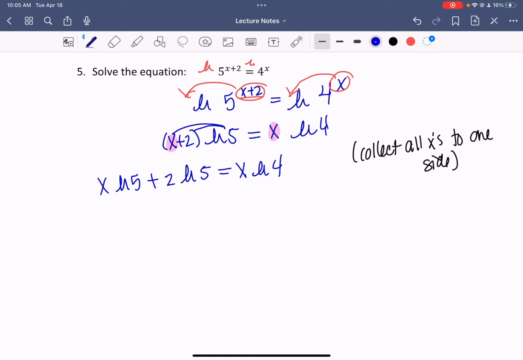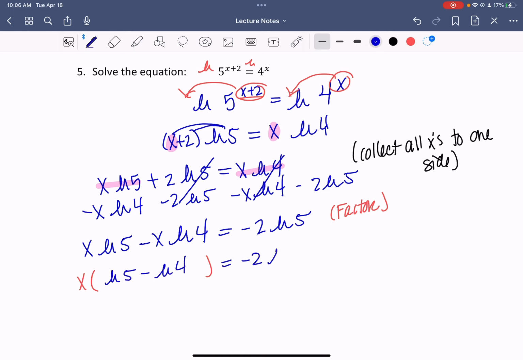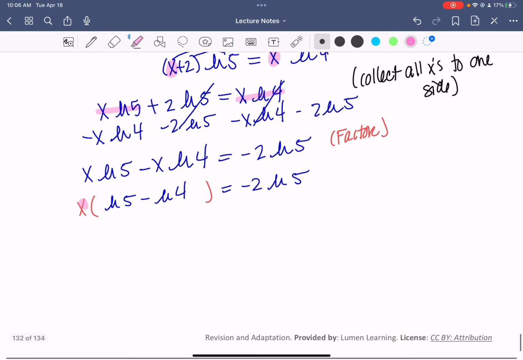Now I can gather everything over to one side because this has an x and this has an x. So I'm going to get them over here to this left side. So I'm going to have to subtract the x ln 4 to move that over. And I'm going to have to subtract this 2 ln 5 to get it to the right side. This gives me x ln 5 minus x ln 4. Don't you dare go canceling on those pieces. Equal to negative 2 ln 5. Now from here, I'm going to factor. So I can pull that x away from those two, leaving me with x times (ln 5 minus ln 4) equal to negative 2 ln 5. And then finally, I can get this x by itself.